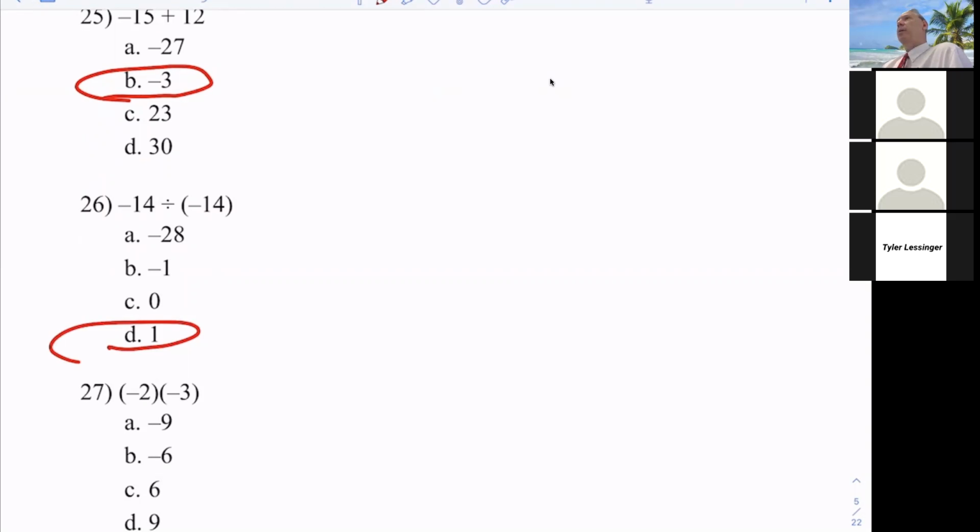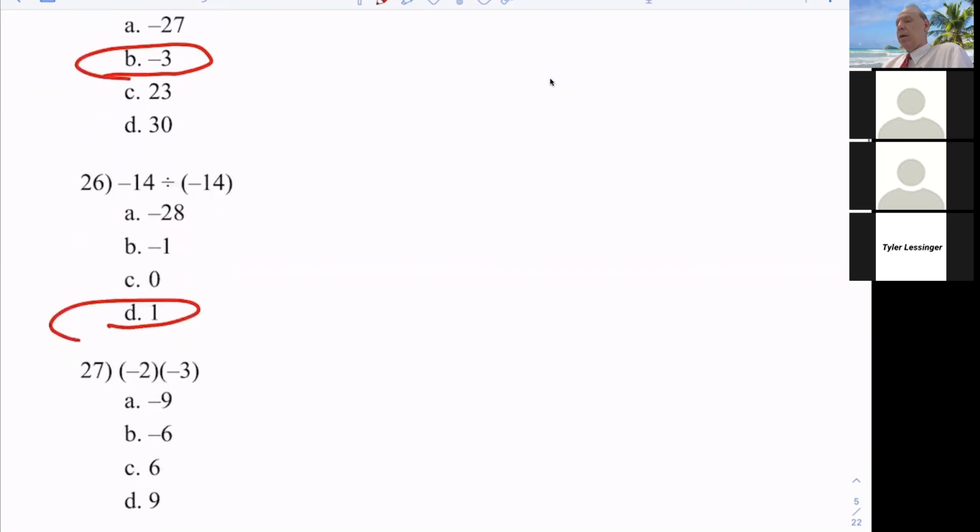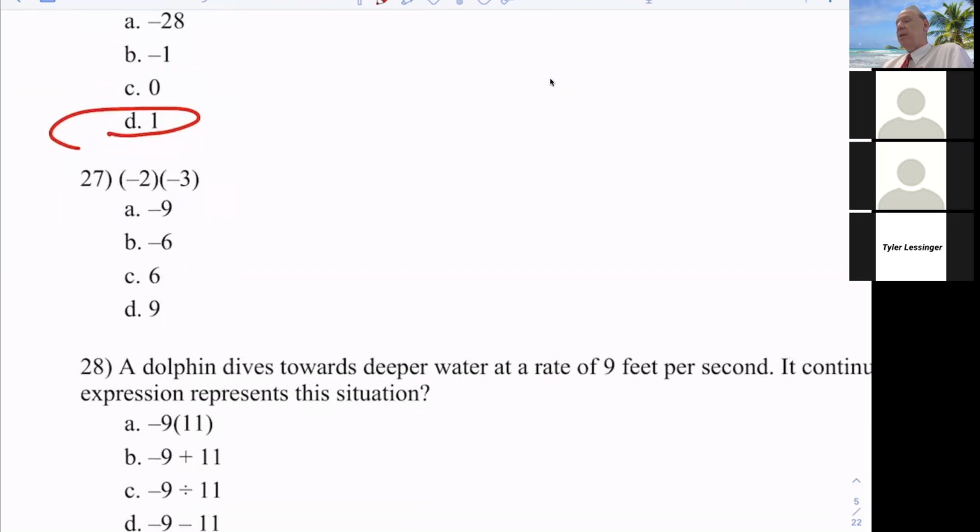Now remember what I told you, you're going to have a calculator section and a non-calculator section. Is everybody hearing me? All right, this is all non-calculator. So if you did it on a calculator, it's no good. You have to be able to tell me what these answers are. And if you forgot the rules, just speak up. Any issues? All right, 27. Negative times a negative is a positive. 6. Thank you.